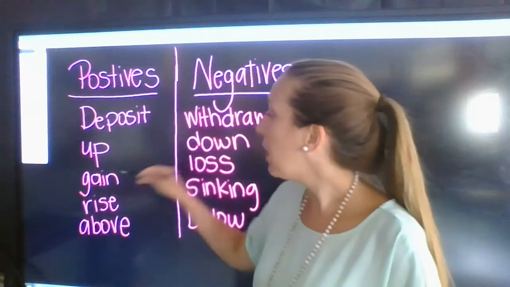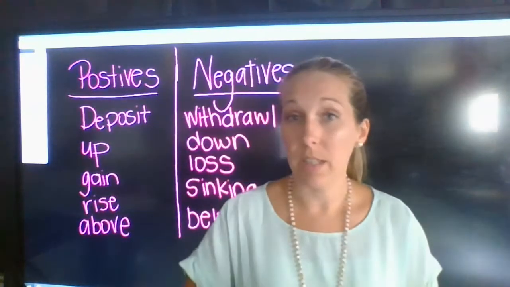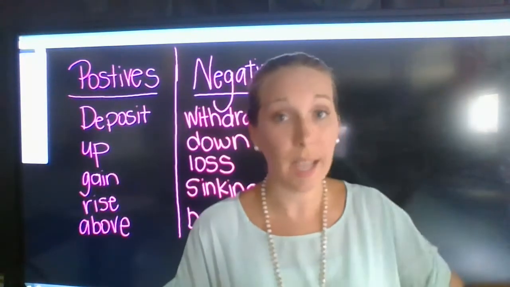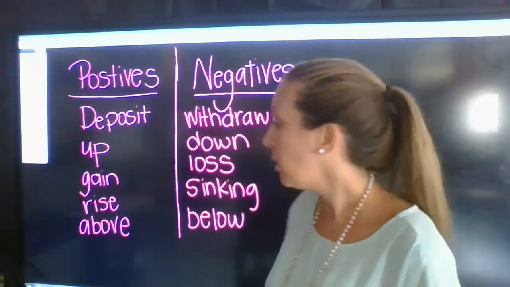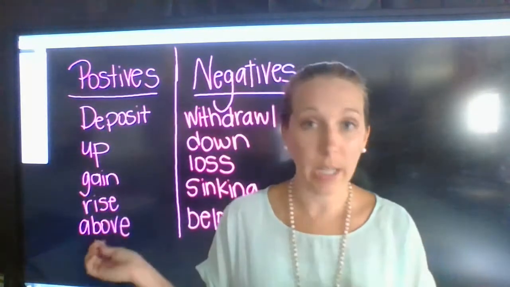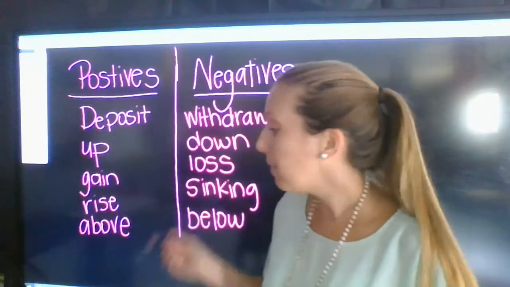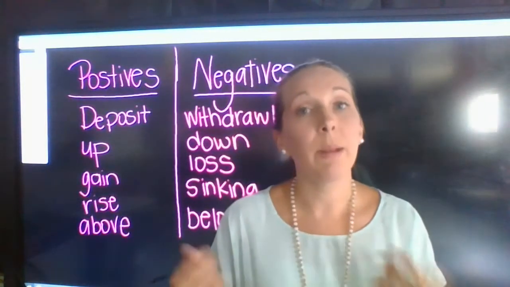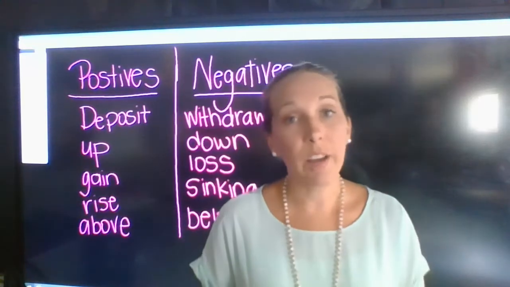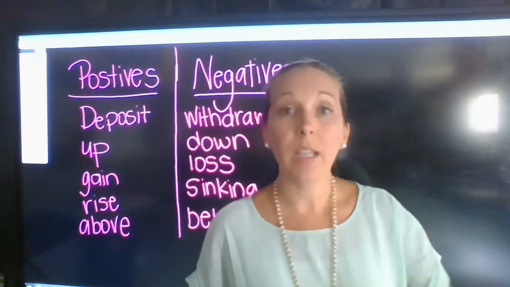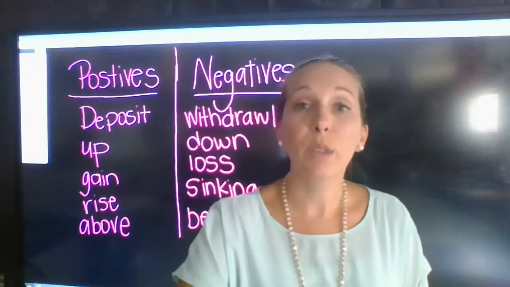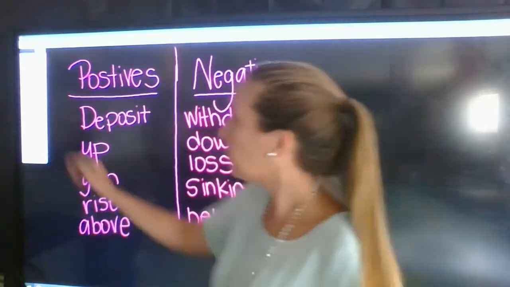Up, down. In football, we have gains and losses. If you go towards your end zone, that's a gain. If you go away from your end zone, that's a loss. We also have rise and fall, or sinking in this case, above and below. So all these things mean positive and negatives. We also have positive and negatives even on YouTube channels. We have a thumbs up for positive, a thumbs down for negative. So those things are stuff that we use every day.